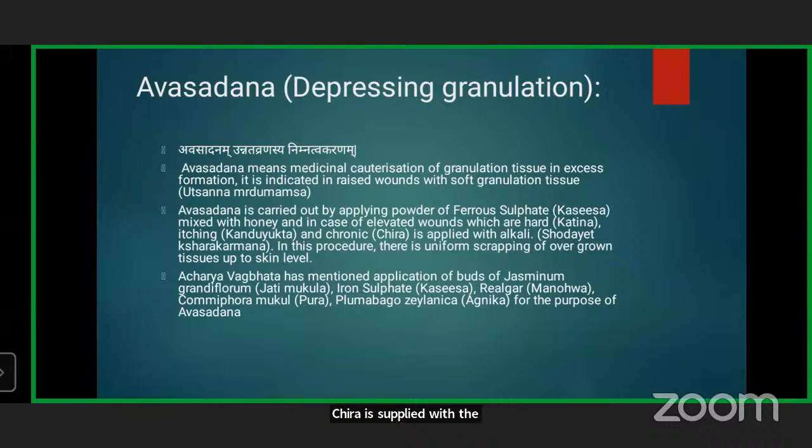In this procedure, there is a uniform scraping of overgrown tissues up to the skin level. Acharya Vagbhata has mentioned application of buds of Jati Mukula, Kasisa, Manova, Pura, and Agnika for the purpose of Avasadana.